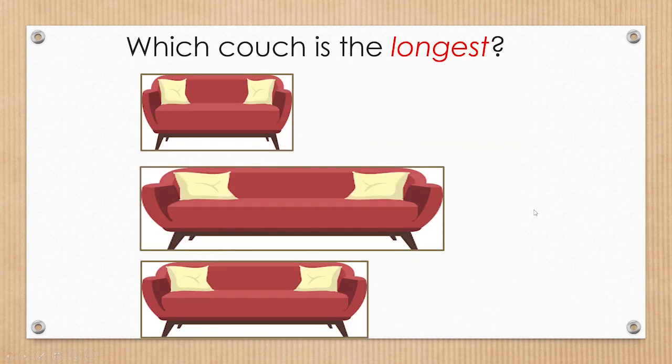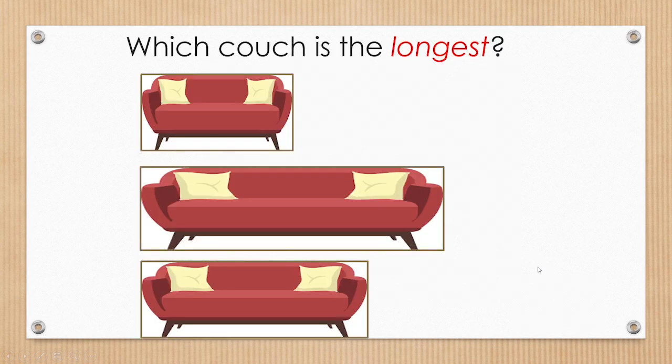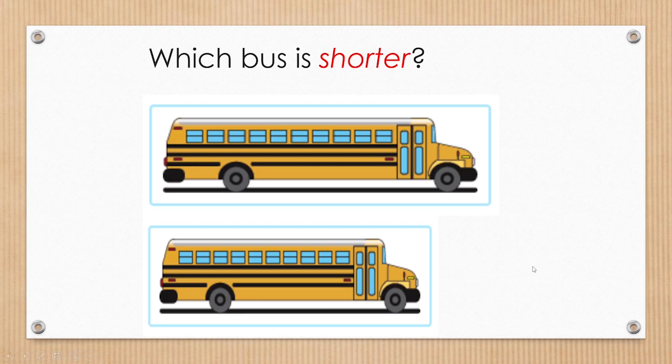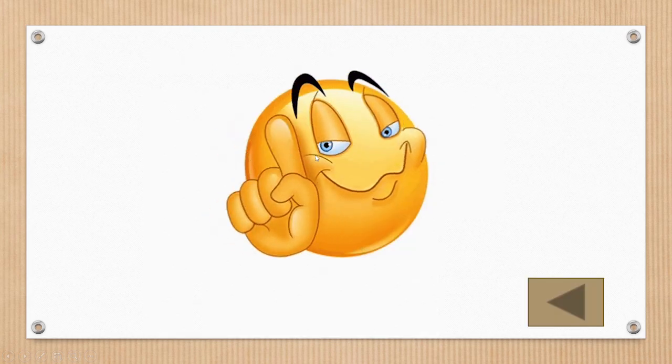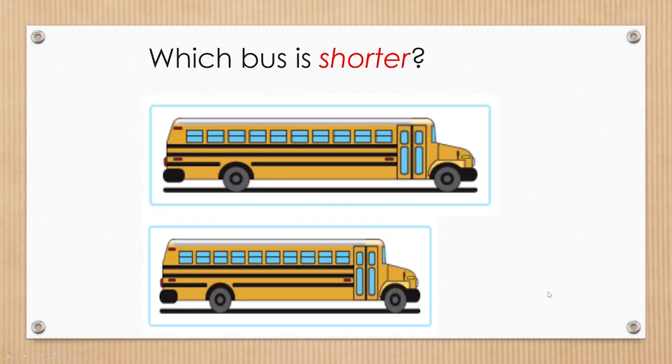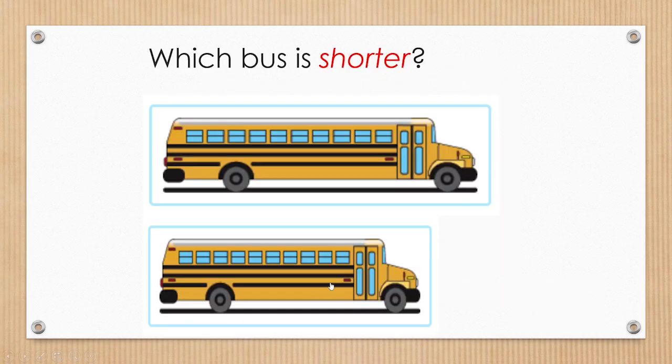Next question. Which couch is the longest? Is it this couch, children? Very good. Next question. Which bus is shorter? Is it this one, children? Nod your head if you agree with me. Is it this one? Oops. Oh no. So that means this is the answer. Yes, that is the shorter bus.